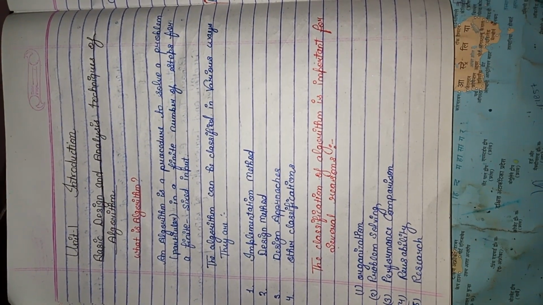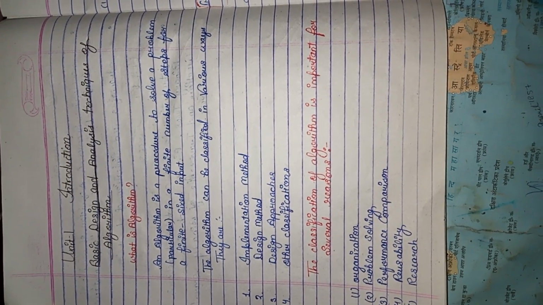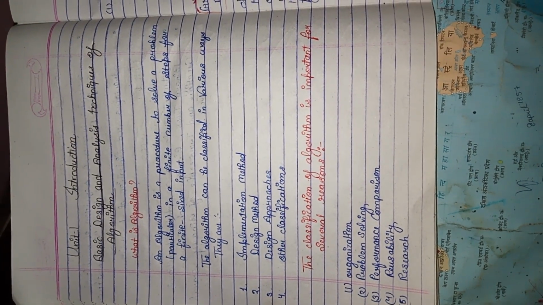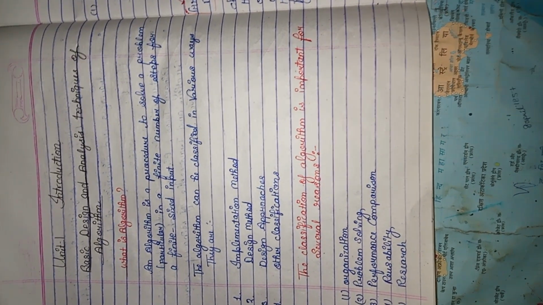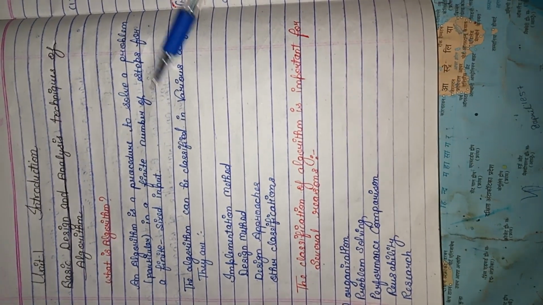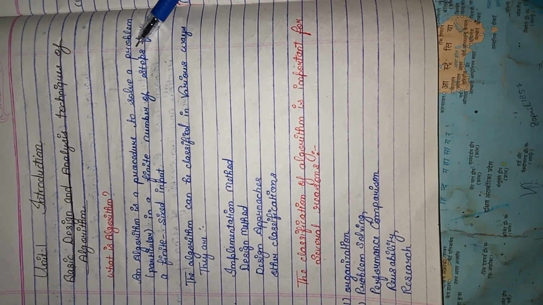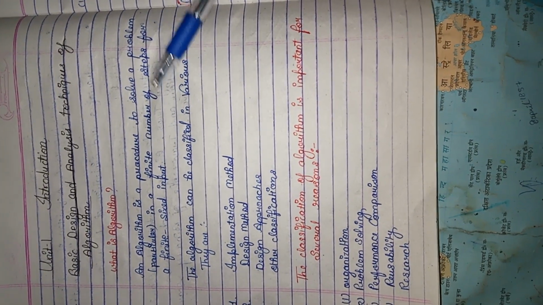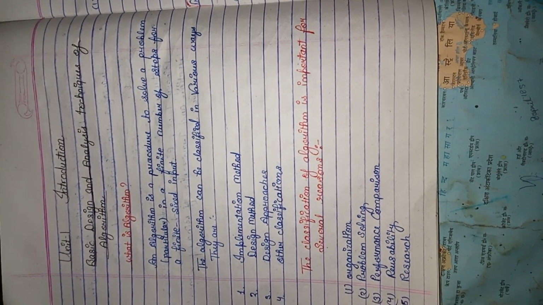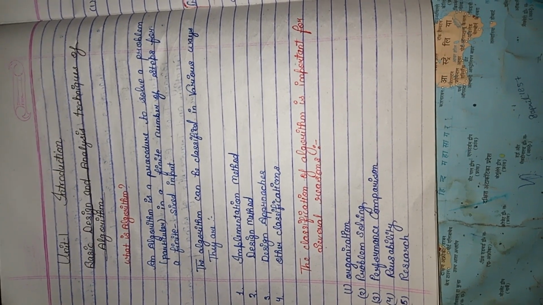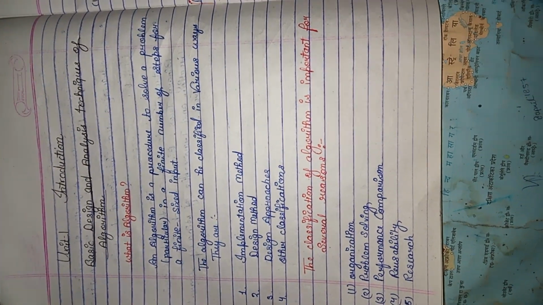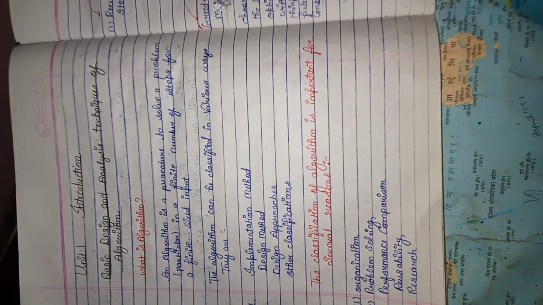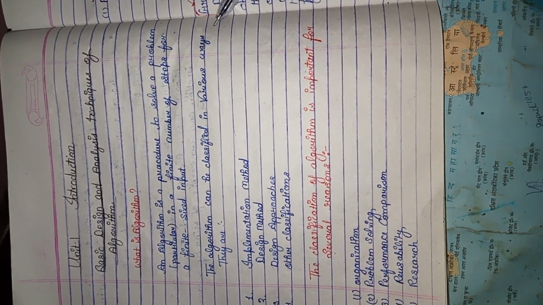So we will begin with our first unit, that is introduction. The very first topic is what is algorithm. So as we know, an algorithm is a procedure to solve a particular problem in a finite number of steps for a finite sized input. Means our input should be finite and the number of steps taken to solve that problem is also finite. So an algorithm can be classified in various ways.